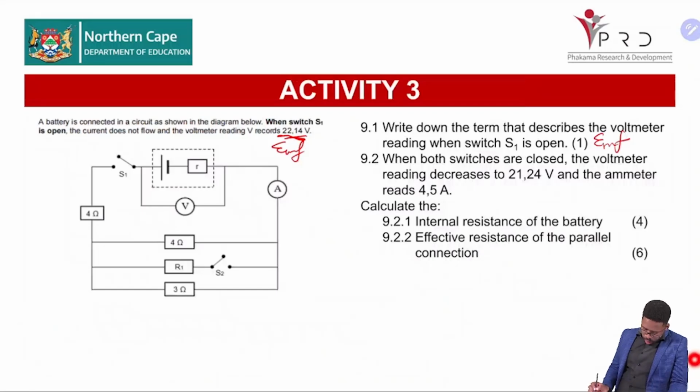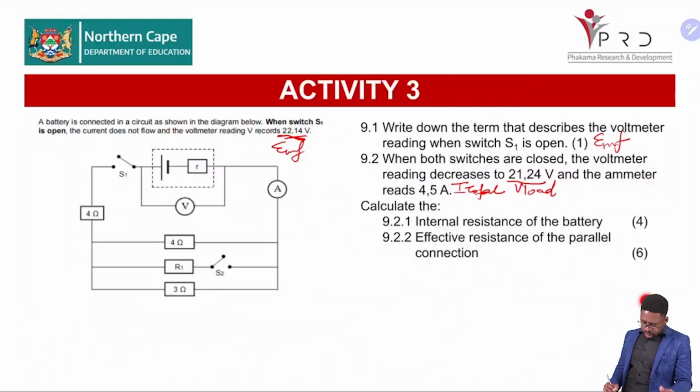9.2. When both switches are closed, the voltmeter reading decreases to 21.24 volts. What is this one? It is V load. And the current reads 4.5 amperes. Let's look at where the ammeter is. The ammeter is in series, so this is the total current.